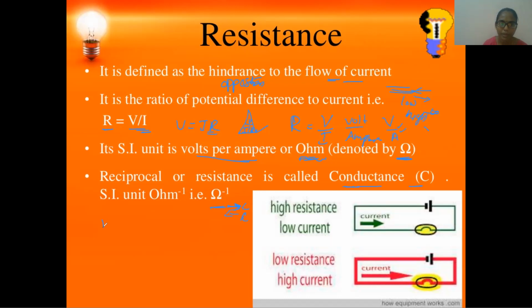While solving problems, it is important to know the formula of resistance, V by I, represented in ohm, and conductance, which is the reciprocal of resistance. It is also ohm inverse, which we also call mho. Children, these are the symbols of resistance and conductance. I hope this is clear to you.